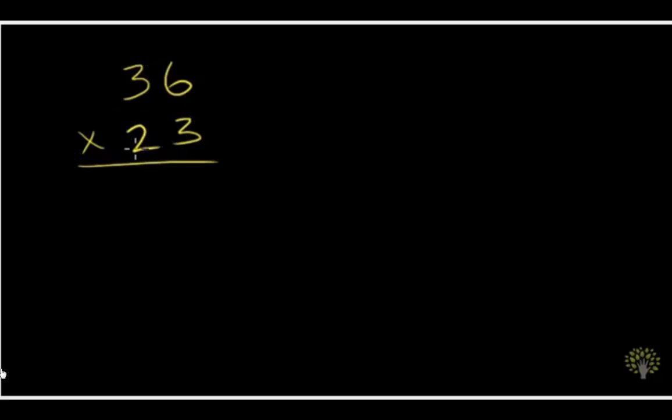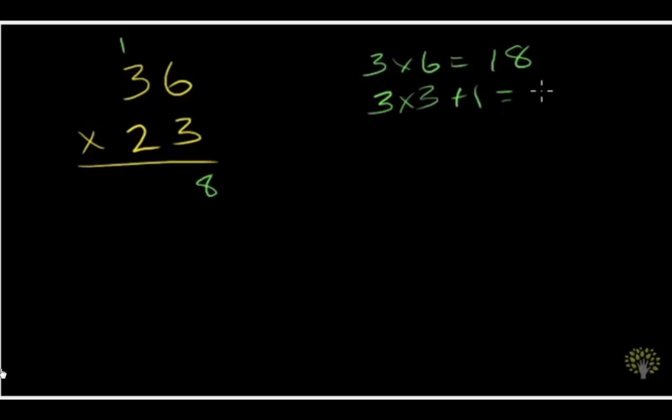Aha. So you start off doing this problem exactly the way you would have done it if there was just a 3 down here. You can kind of ignore the 2 for a little bit. So 3 times 6 is equal to 18. So you just put the 8 here, put the 1 there, because it's 10 plus 8. 3 times 3 is 9, plus 1. So 3 times 3 plus 1 is equal to 10. So you put the 10 there, there's nothing left.